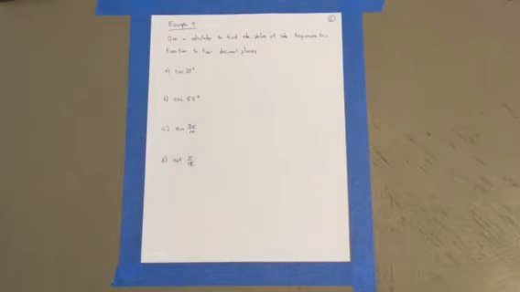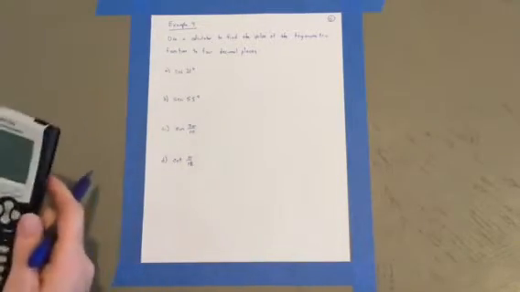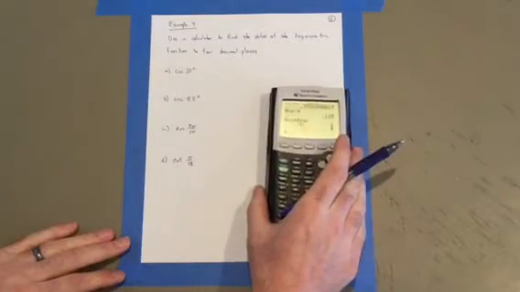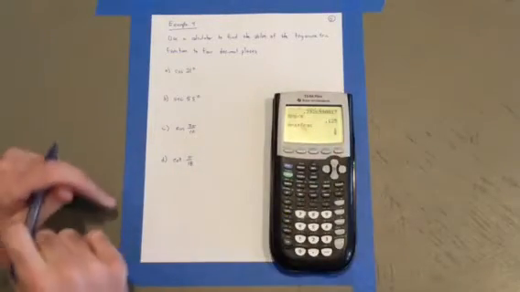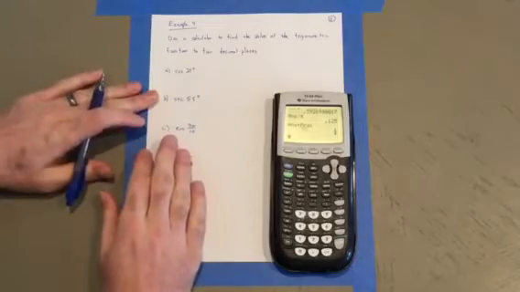Okay, here's our part 2. We've got examples 4 and 5 coming. It says use a calculator to find the value of the trigonometric function to 4 decimal places. So we just want to make sure you know how to type this into your calculator.